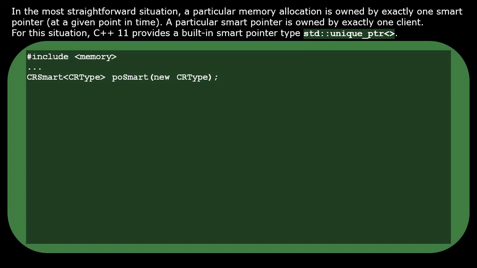In the previous video, we showed how we might have implemented CR Smart if we had needed to reinvent C++ ourselves. In that example, our CR Smart had a very straightforward implementation, where that CR Smart object maintains exclusive ownership over that CR type memory allocation. In other words, that CR Smart object's decision about when to do the deallocating is not influenced by any other portion of the software. The C++ language provides a built-in class with this same type of behavior. It is called unique pointer.